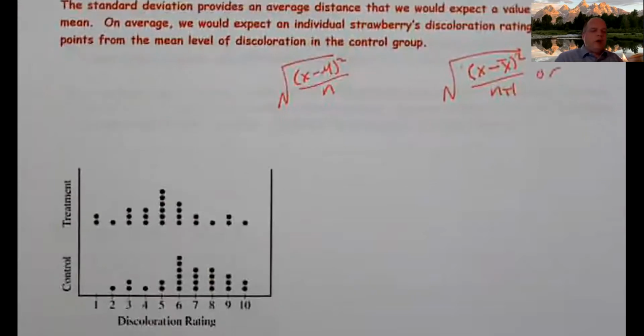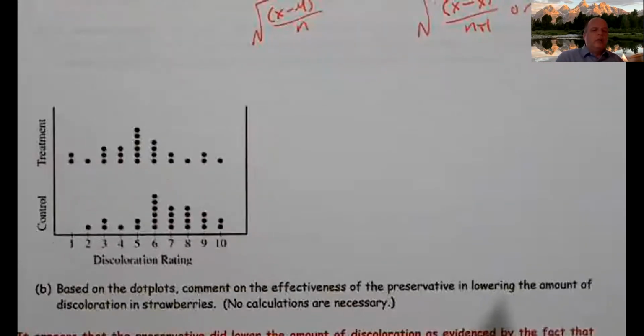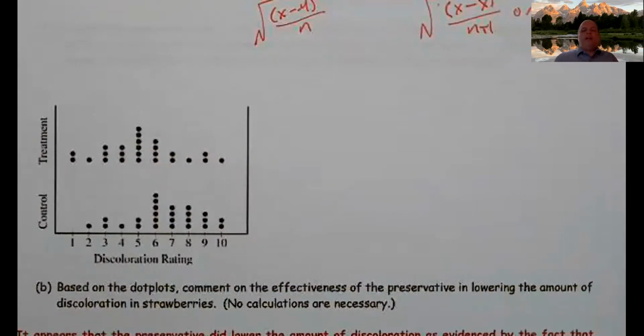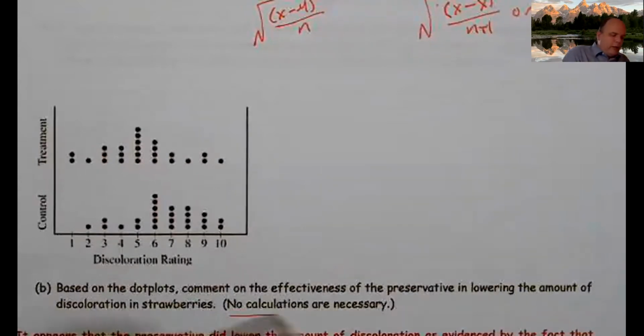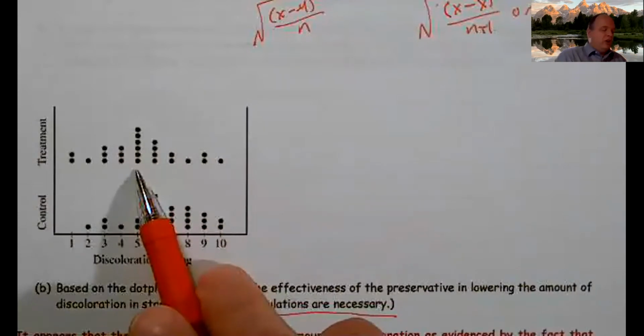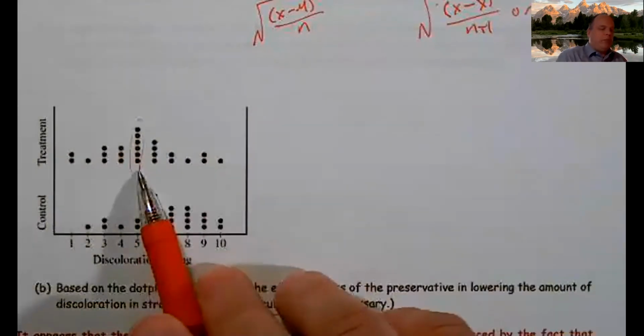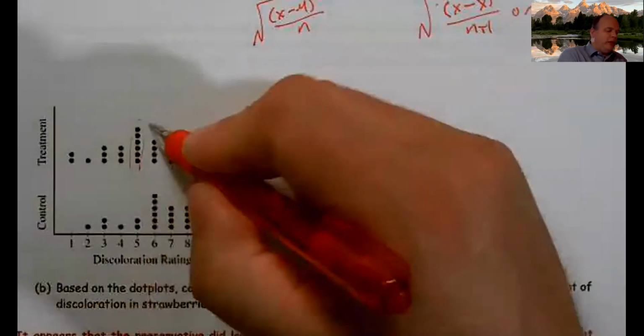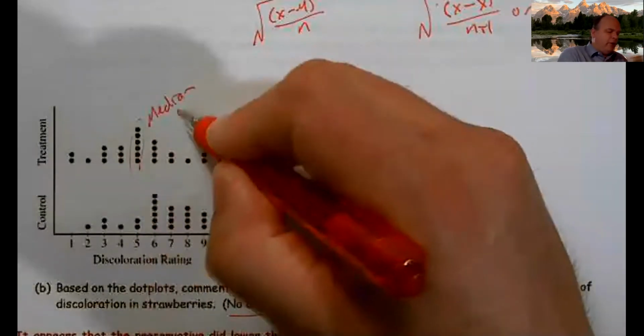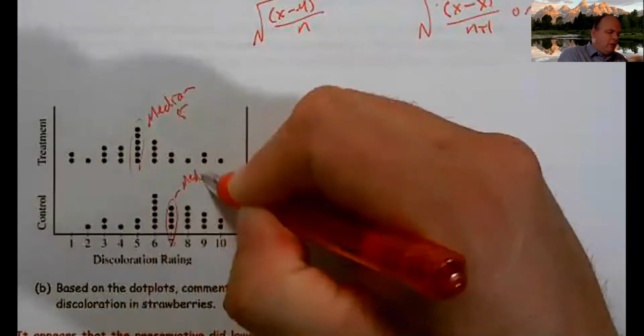All right. So I went and copied the dot plots over, and it says, based on the dot plots, comment on the effectiveness of the preservative in lowering the amount of discoloration of strawberries. No calculations are necessary. So I just immediately said, this center is lower than this one. So consequently, there's less discoloration, or there appears to be less discoloration when you apply it. And I just used the median that we counted out before. So this median we said was at 5. We said this median was at 7.